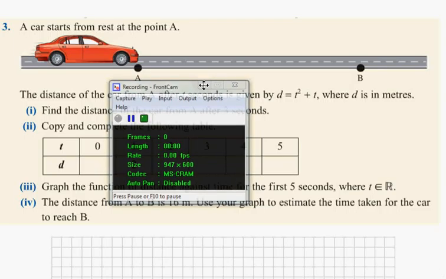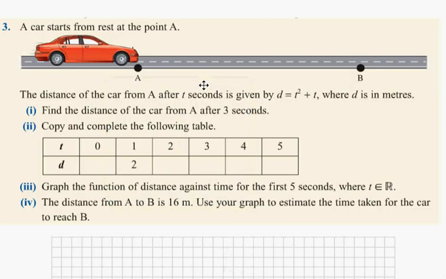A car starts from rest at point A. The distance of the car from A after t seconds is given by d equals t squared plus t, where d is in meters. Find the distance of the car from A after 3 seconds. And then copy and complete the following table.